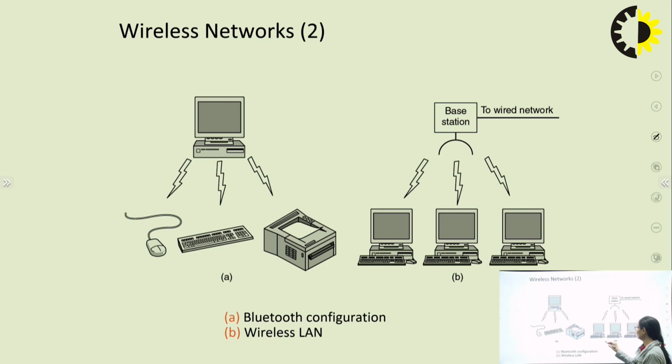Here also, in this case, we have devices. This is our base station. The communication with the base station is with the help of radio signals. The base station may be connected to another base station with the help of a wired network.